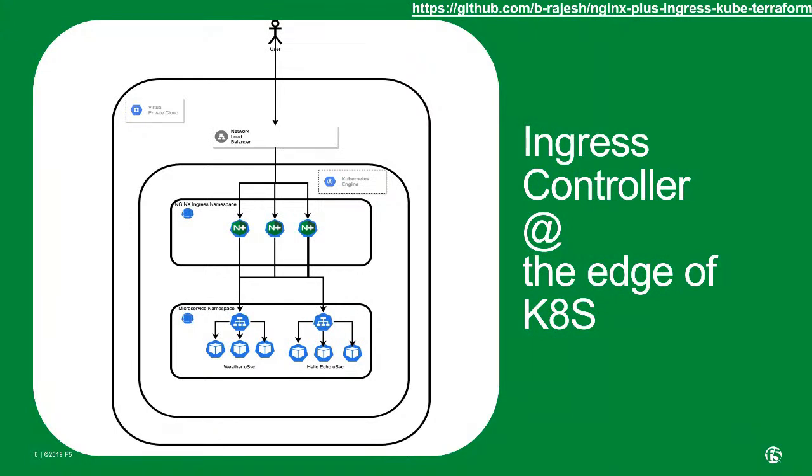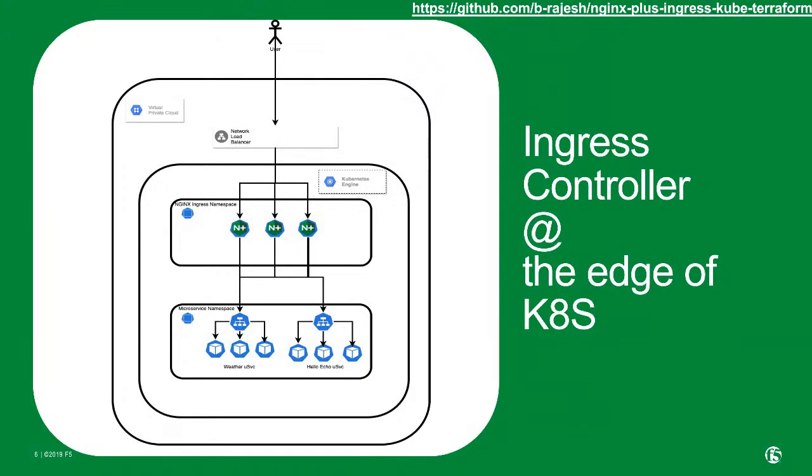The first example, what you're seeing here, is GCP's, but I have done exactly the same for Azure as well. This architecture has a VPC, and the VPC has an external load balancer, and that load balancer load balances between your Ingress controllers. The Ingress controller is deployed in a separate namespace, called the NGINX Ingress namespace, which I have chosen. You can choose to deploy anywhere you want. I have also deployed a couple of services here for simplicity: a weather service and a hello echo service, within a different namespace.